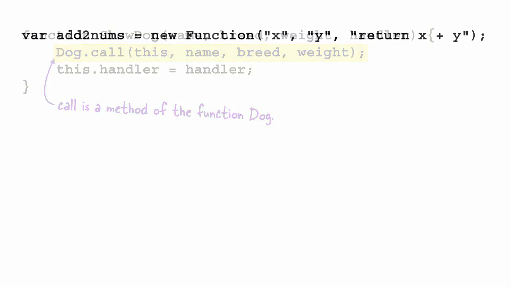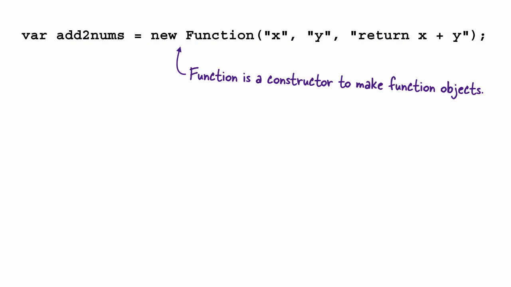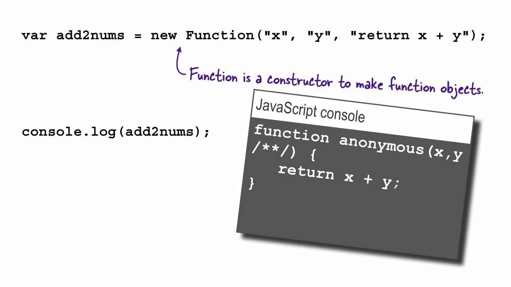To really test out the idea that a function is an object, let's make one using the function object's constructor function, which is Function with a capital F. Here, we're making a new function object named addTwoNums by calling the constructor function with new and passing in 3 arguments. The first 2 arguments become the parameters of the resulting function, while the third becomes the body of the function. When we display the value of addTwoNums, we see that we have indeed created a function with 2 parameters that returns the sum of those 2 parameters.